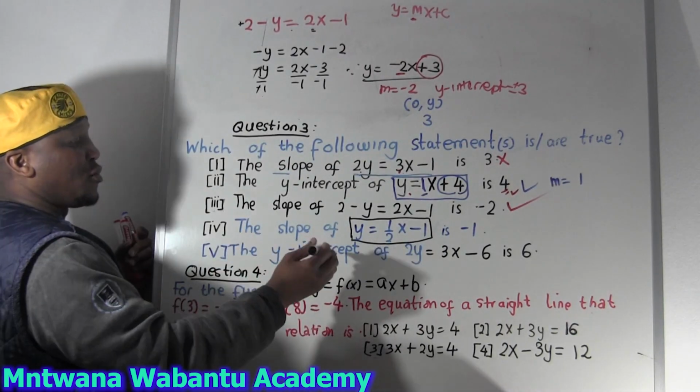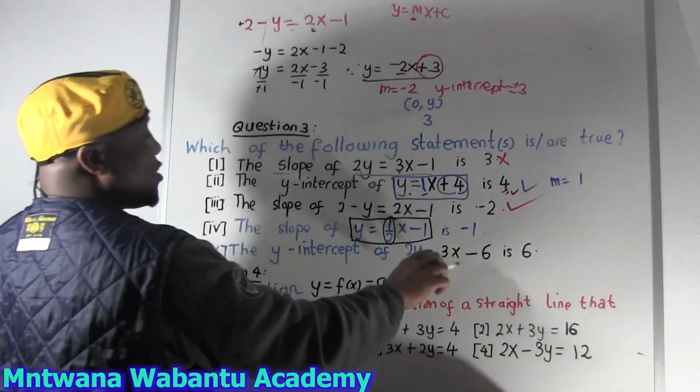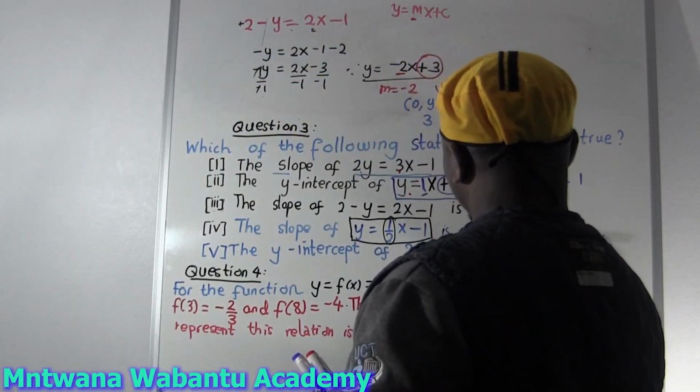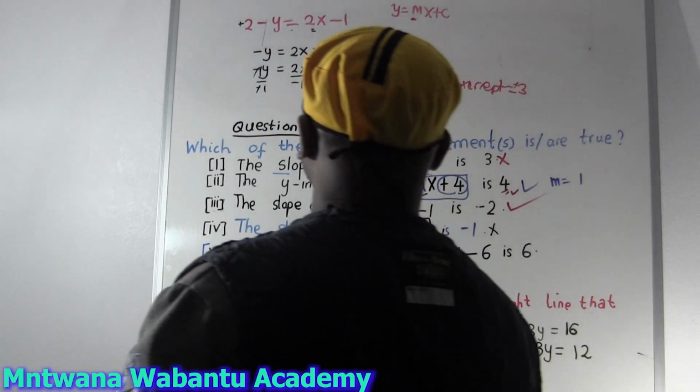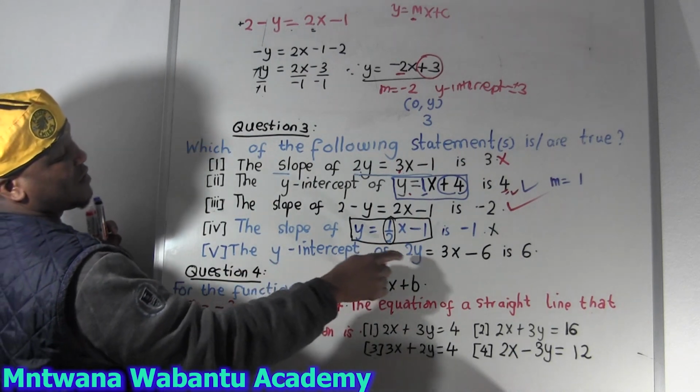Now they ask for the slope. The slope is this one. They say slope equal to -1. No, it's not true. The slope is just a positive a half. Now let's talk about the y-intercept of this equation.